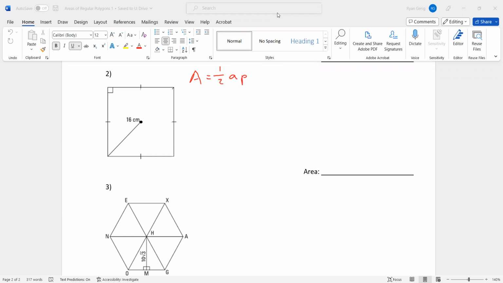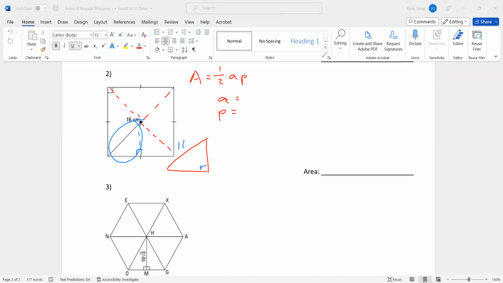So 1/2 AP. I did not give you either one of the apothem or the perimeter here. What I gave you was a radius. It's 16 centimeters. All right, I'm going to draw on another radius real quick, and another one, and another one. I'm going to draw in my triangle, which I should also draw in my apothem here. So I'm drawing that triangle there.